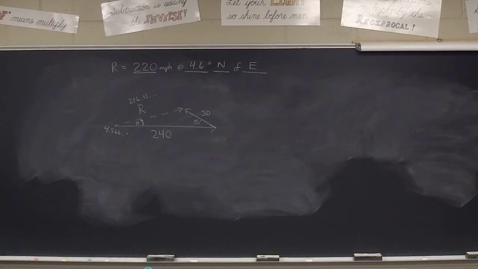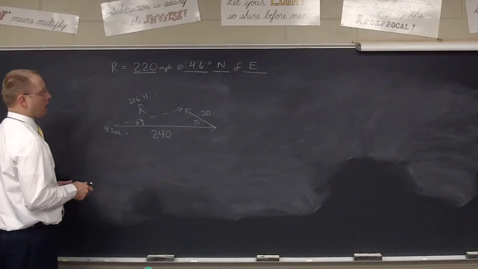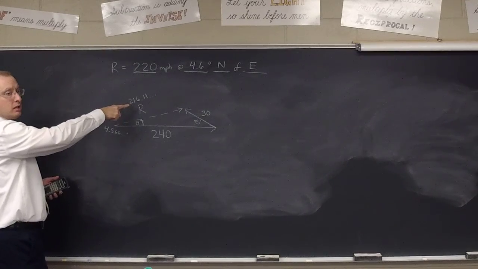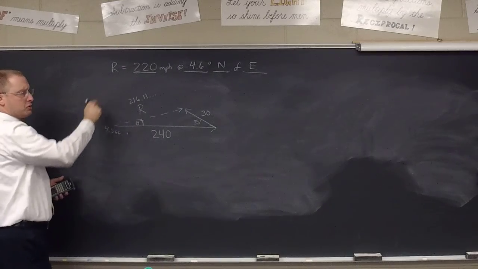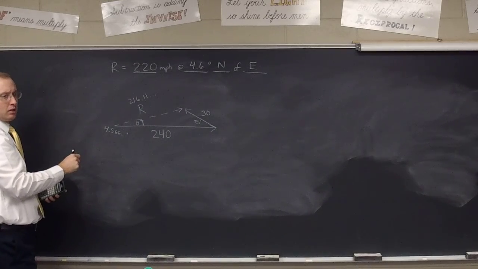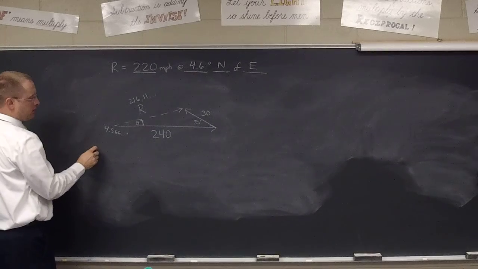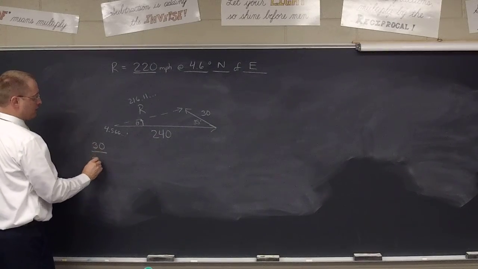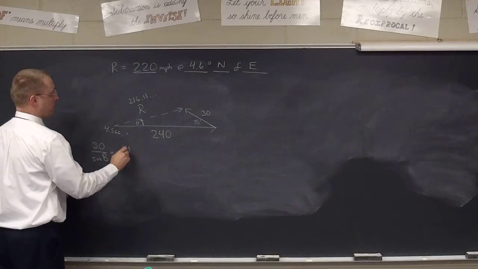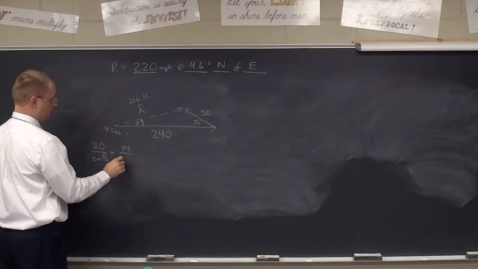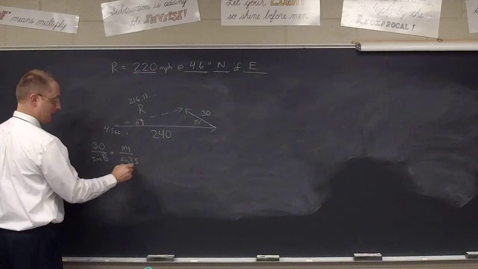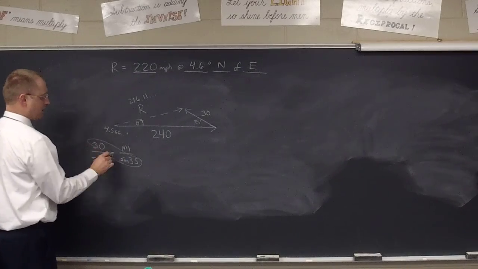Michael's looking hard at something. What'd you have? I had 6.5 degrees. But you had the correct 216.11? Yes. Did you use 216.11 or did you use 220? I used 216.11. Okay, so you said that 30 over the sine of b equals 216.11 over the sine of 35. So you multiplied 30 times the sine of 35?